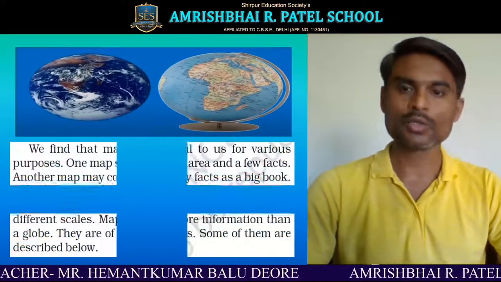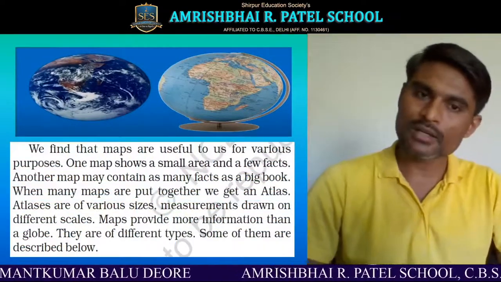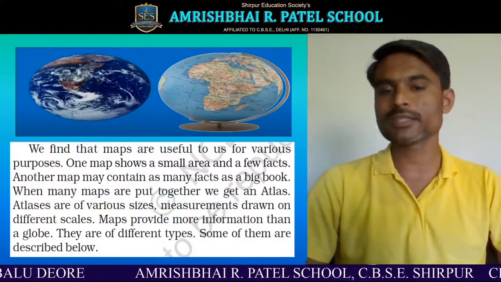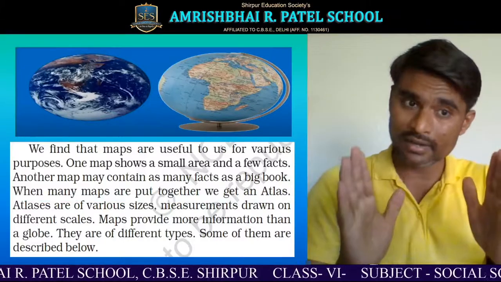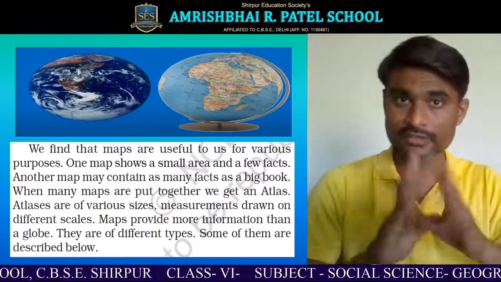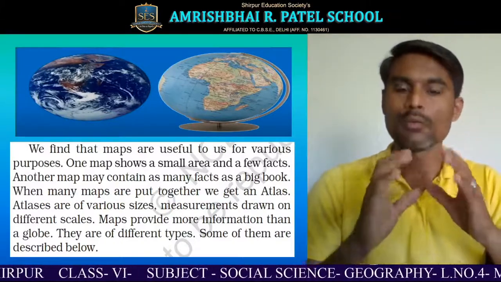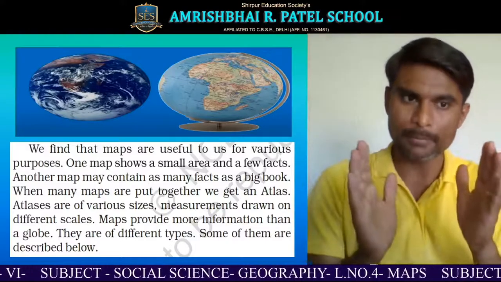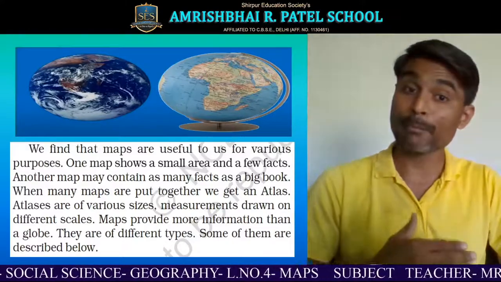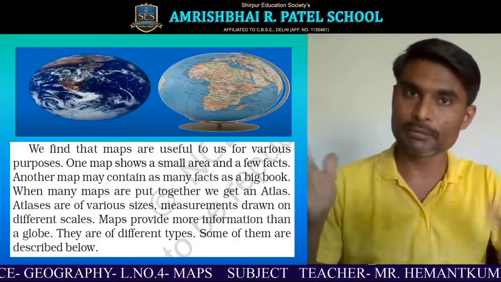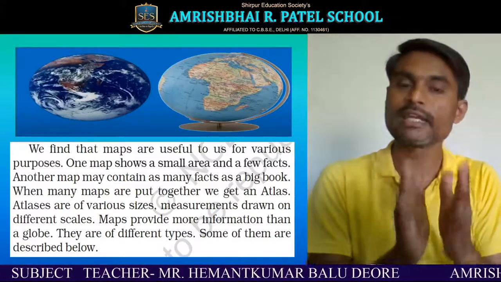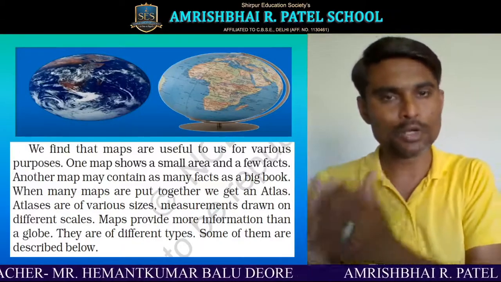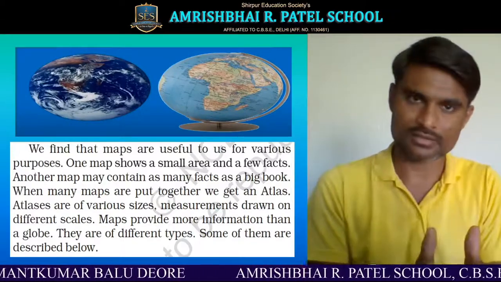So we find that maps are useful to us for various purposes. One map shows a small area and a few facts. Another map may contain as many facts as a big book. And when maps are put together, we get an atlas. So the book of maps is known as an atlas.